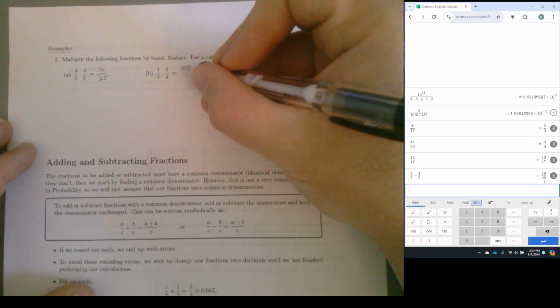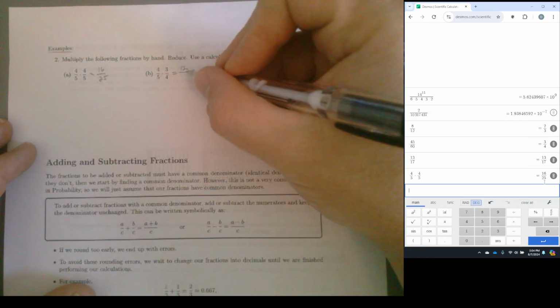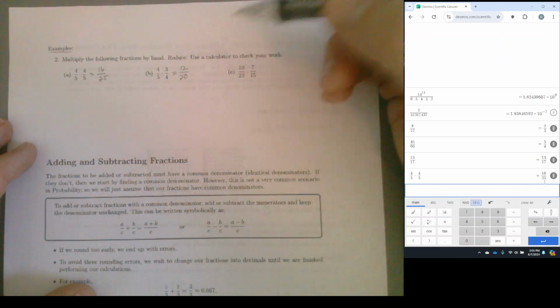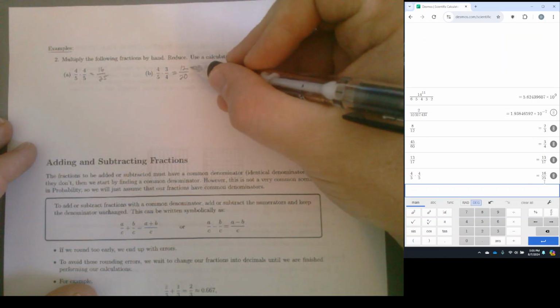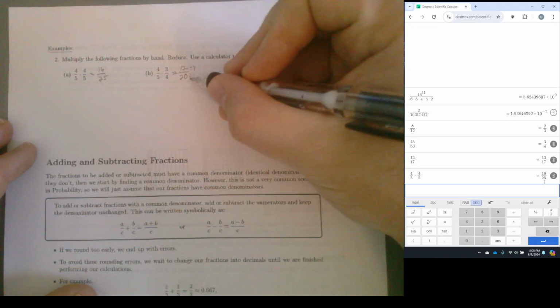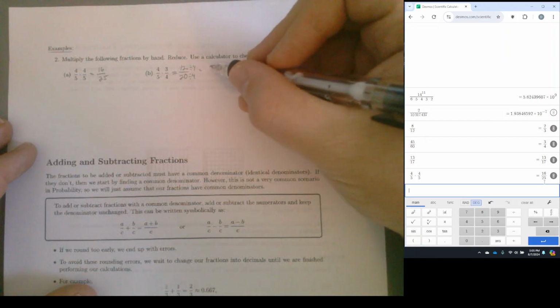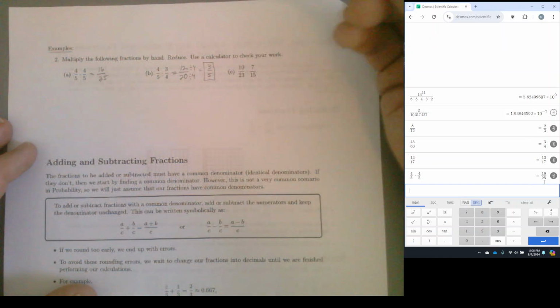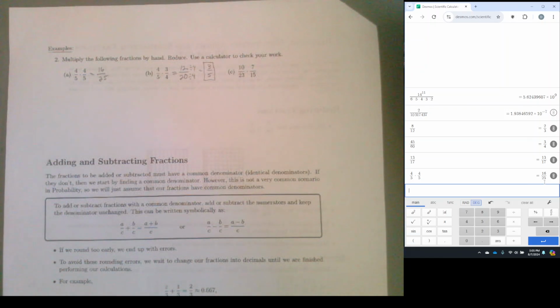Okay. If I want to do 4/5 times 3/4, 4 times 3 is 12, and 5 times 4 is 20. And then I notice that that reduces. I can divide each of those numbers by 4 without remainder. So this should be equivalent to 3/5. 12 divided by 4 is 3. 20 divided by 4 is 5.